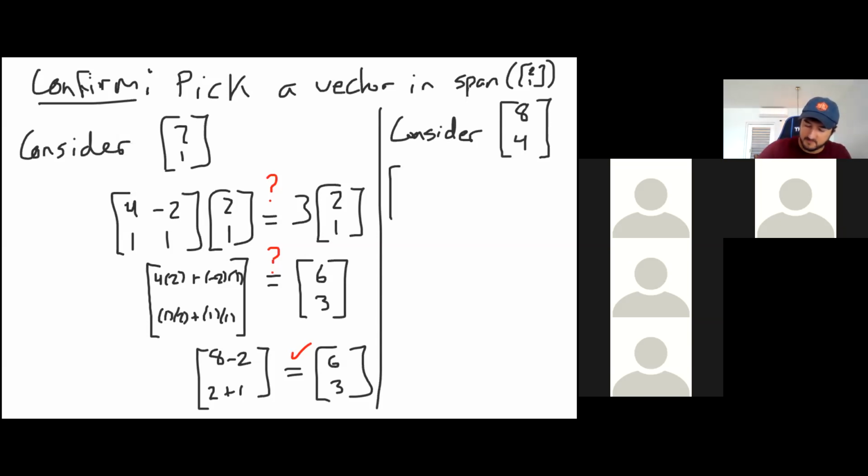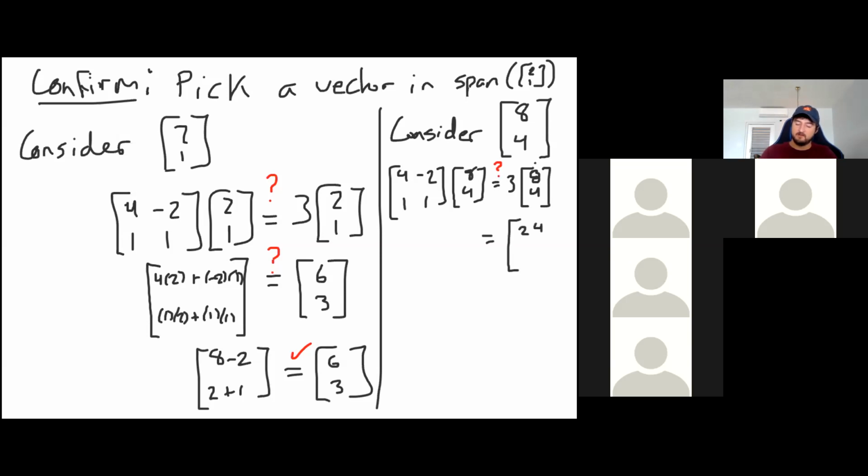So then I need to do this multiplication. The matrix [4, -2; 1, 1] times (8, 4) equal to 3 times (8, 4). Sorry, I don't know why I wrote (2, 1) again. And again, I'm unsure if this is true right now, so I just like to write that nice little question mark over that equality. I'll do the right-hand side because it's a little bit easier. 3 times 8 is 24.